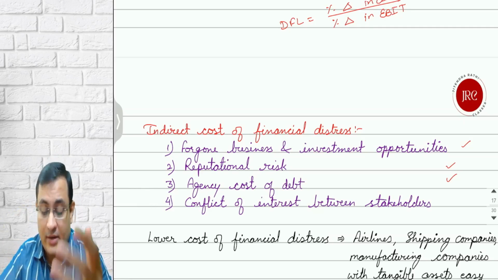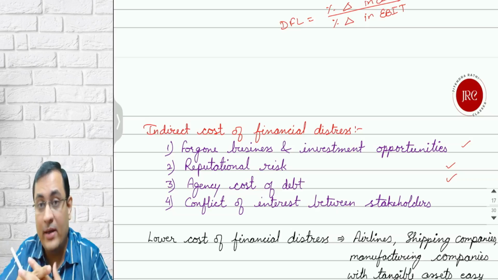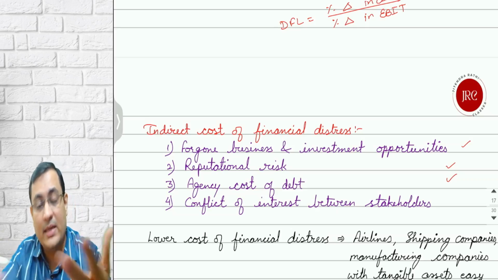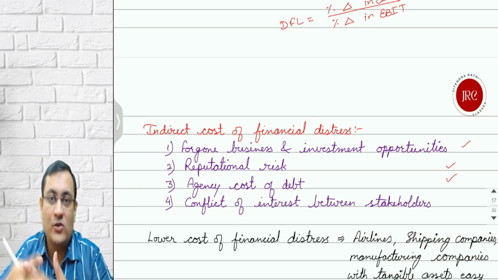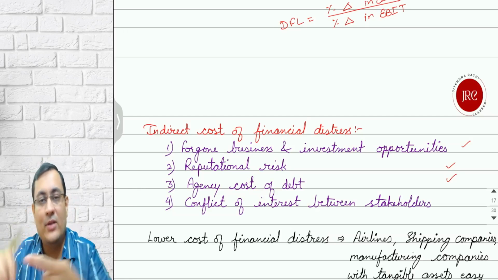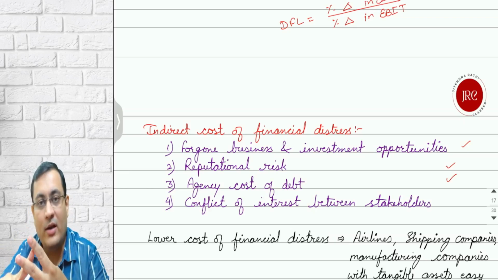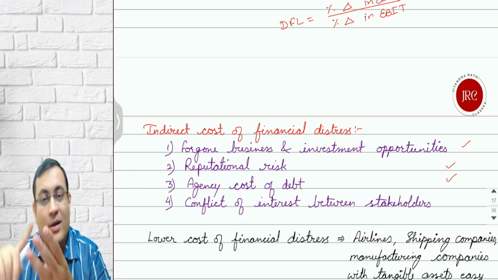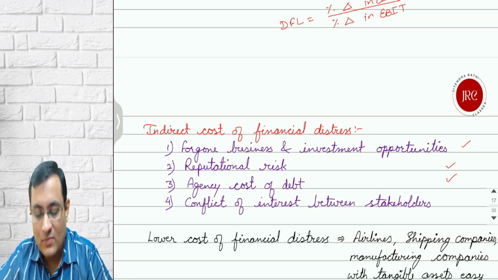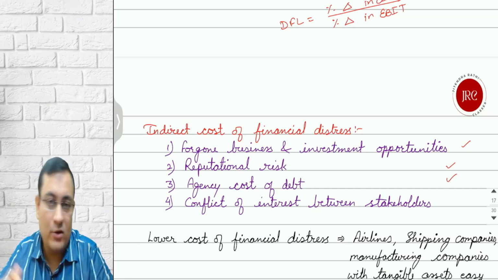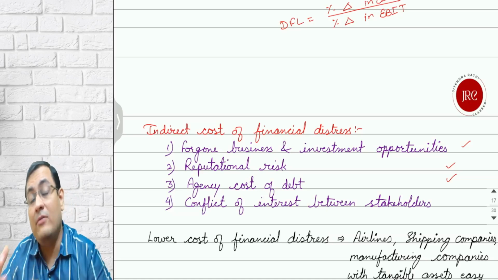Next, conflict of interest can also be there, and this conflict of interest is another form of agency cost. Your debt holders are fighting with your equity holders. Your majority holders are fighting with your minority holders. Your management is fighting with your equity holders. So these are the indirect costs of financial distress when you have excessive debt.